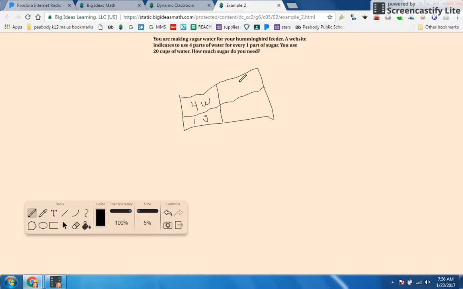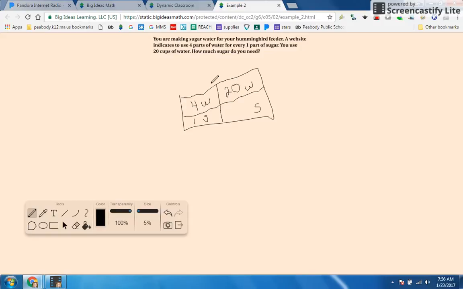Okay, so that means on this side we want the same label. So I'm going to put a W for water and an S for sugar. It says you use 20 cups of water. How much sugar do you need? So 20 cups of water, since that's using the label of water, I'm going to put it on the top. So 20 cups of water, how much sugar?